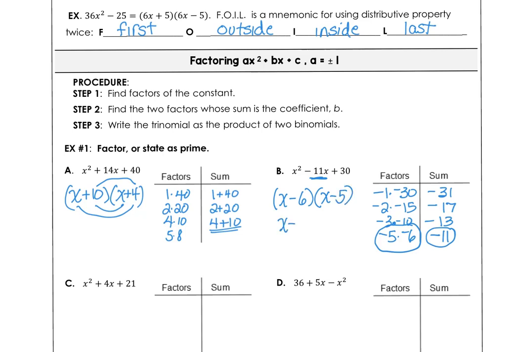Now remember, it doesn't matter whether you write the x minus 5 first and then the x minus 6 or the other way around. Either way is okay. And they'll both produce the same trinomial once you multiply.